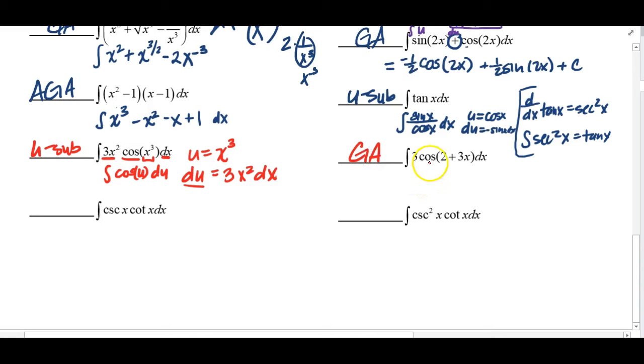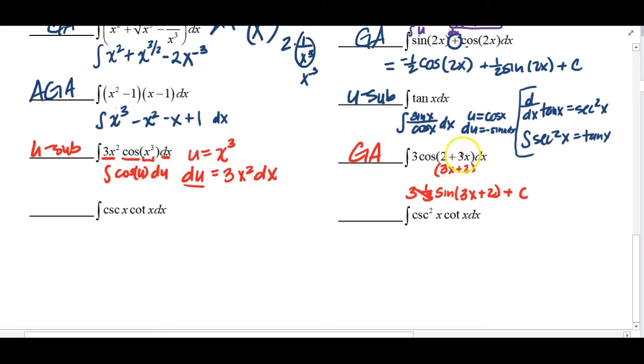This is of the form cosine of kx plus b, except we just have to do a little rewriting, right? So the antiderivative is going to be 1/3 sine of kx plus b, but I can't forget this constant here, 3. So those actually cancel, and it's just sine of 3x plus 2, plus c. And we can go straight to an answer.